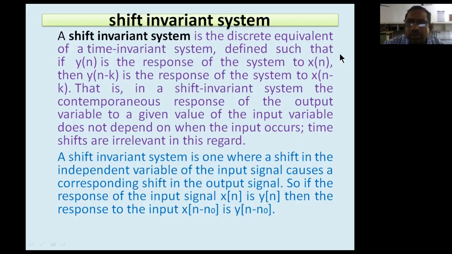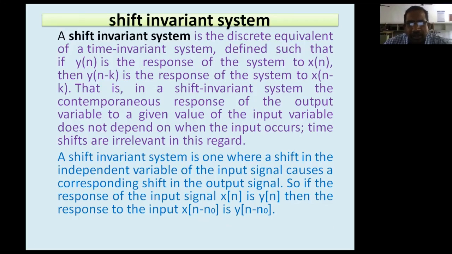So it only looks into the time shift. When the time shift has occurred, it doesn't bother. Whatever the shift may be, the same amount of shift is going to get replicated in the output. That is known as a shift invariant system. So in the case of discrete systems, how can we define that? If y of n is the discrete time output for a given discrete sequence x of n, then the response y of n minus n naught is the response for an input x of n minus n naught. That type of system is known as a shift invariant system.